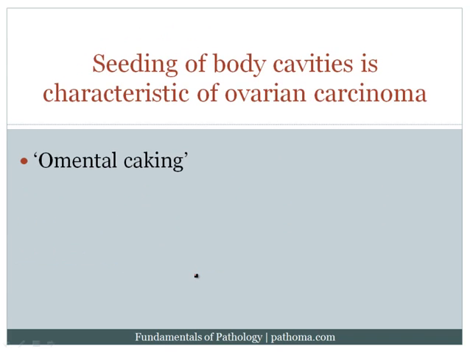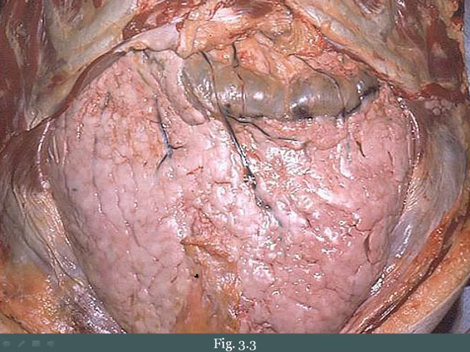Now, a third way by which cancer can spread is by seeding body cavities, and that's characteristic of ovarian carcinoma. Ovarian carcinoma has the propensity to seed body cavities. It often involves the omentum of the abdomen. And so a classic picture that can arise is something like this, where we can clearly see that we're in the abdomen. This is a loop of bowel, and this is cancer that has completely replaced the omentum.